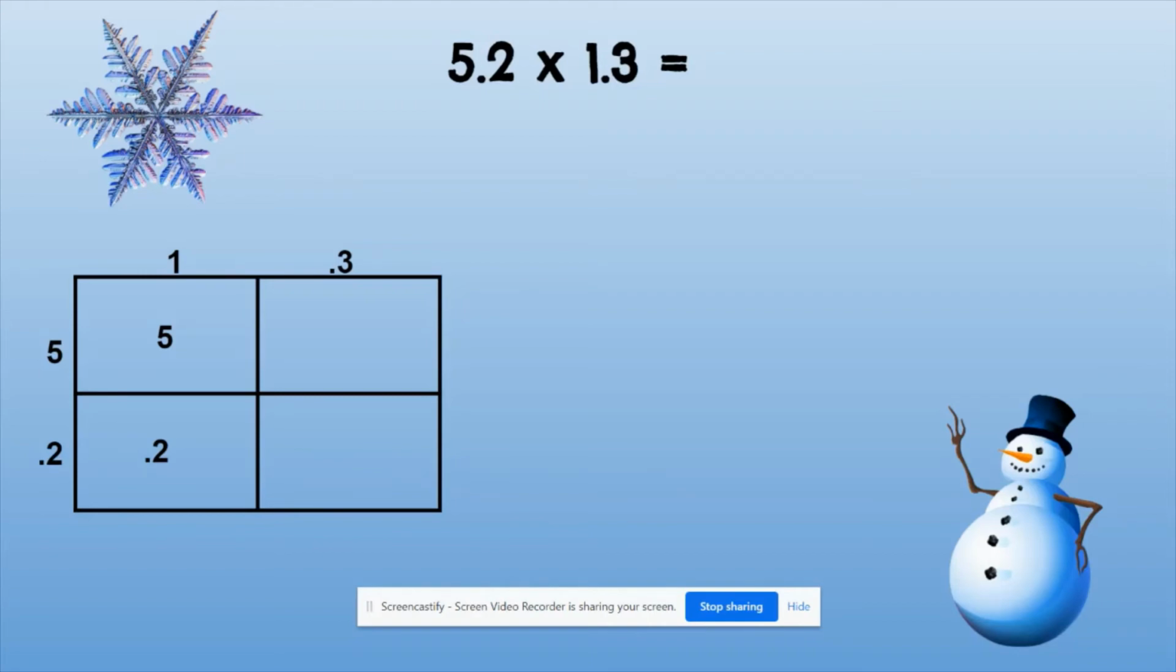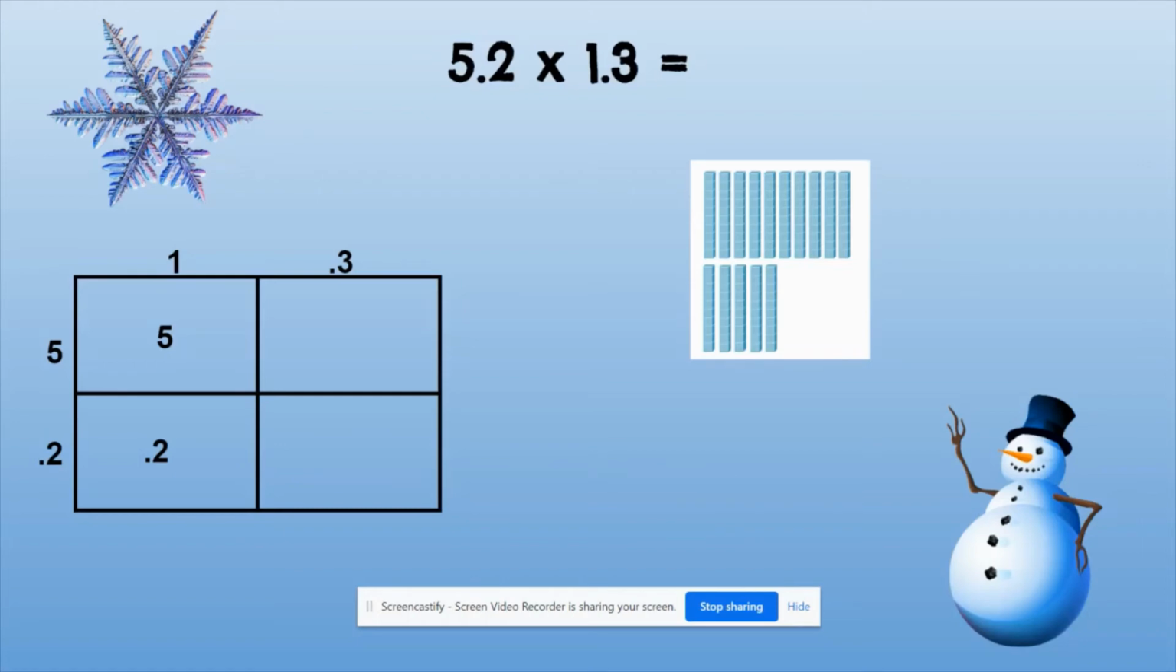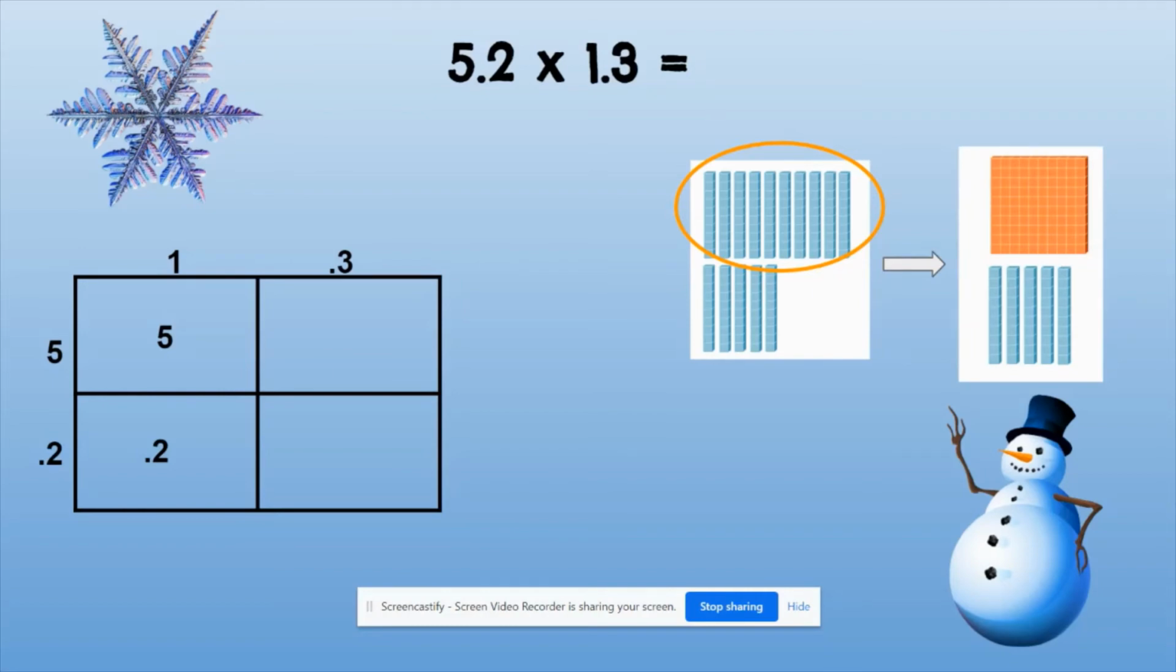This is hard to think of. So let's look at 15/10. I can see that I can take out one whole group of 10/10, and I still have 5/10 left. One group of 10/10 is the same as one whole, and I have 5/10 left. So back in my problem, 5 times 3/10 is the same as 1 and 5/10.